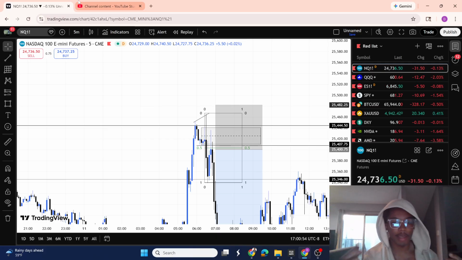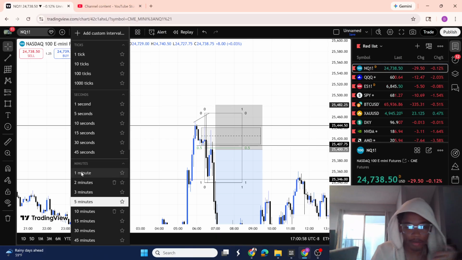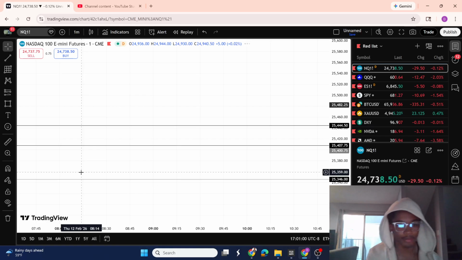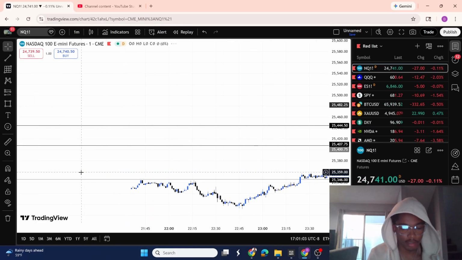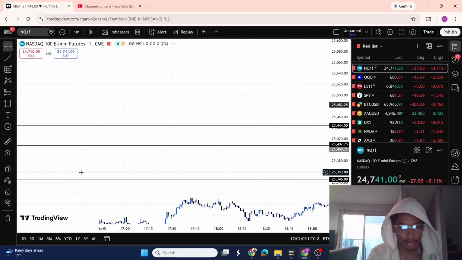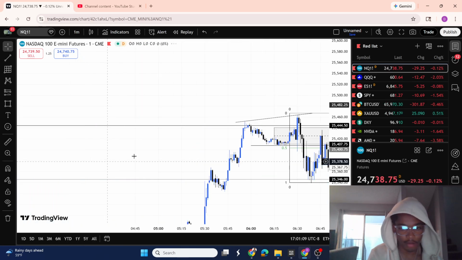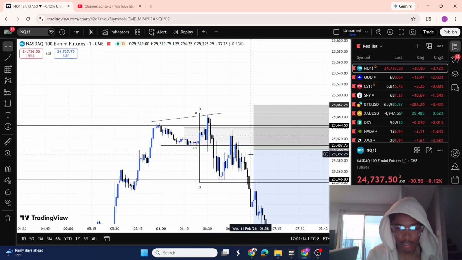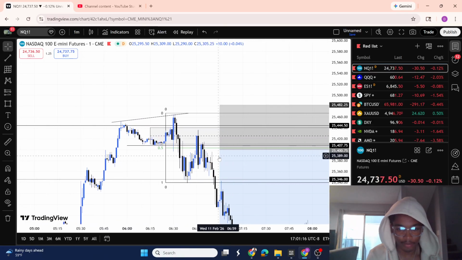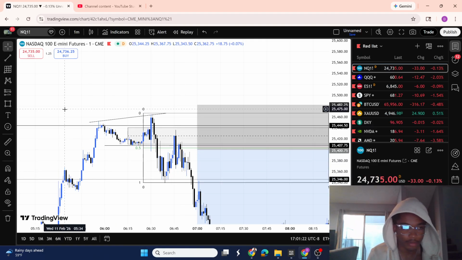Now, if you want to get a precise entry, I do this. I look on the 1 minute for a break of structure. So we want to see something like this. When we confirm that buying and selling pressure out of those confluences, ideally what we want to see is a break of structure. So we would enter somewhere right here.